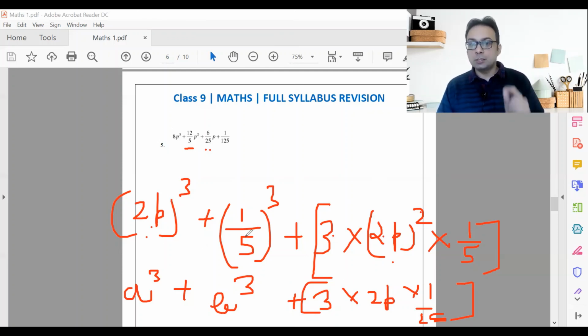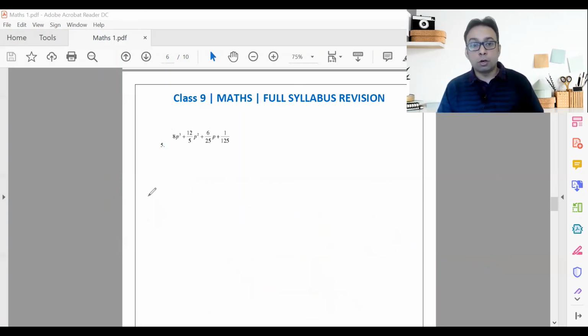Now, a cube plus b cube plus 3a square b plus 3ab square. What is this identity? That is equal to (a plus b) whole cube. That is something that we just saw. So this becomes (a plus b) whole cube. What is the value of a? a is 2p. What is the value of b? b is 1 by 5. That becomes a plus b whole cube.